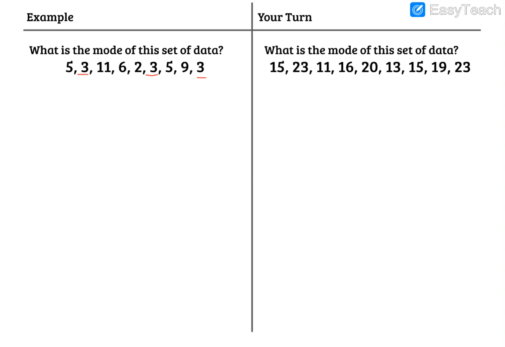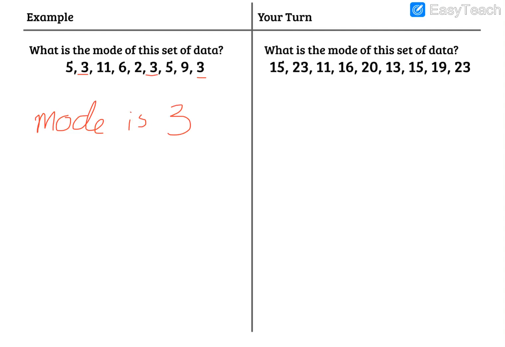Is there anything else that gets repeated? Well, there's a couple of 5s, aren't there? There's a 5 here and a 5 here, but there's still more 3s. So I'm going to say that 3 is the mode. The mode is 3. There we go. Okay, pause the video here and try the one on the right.